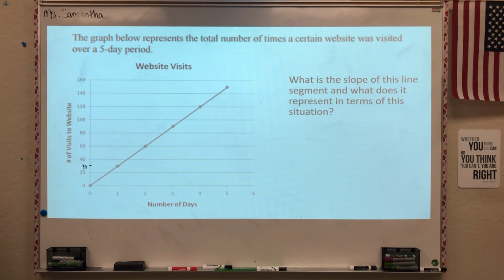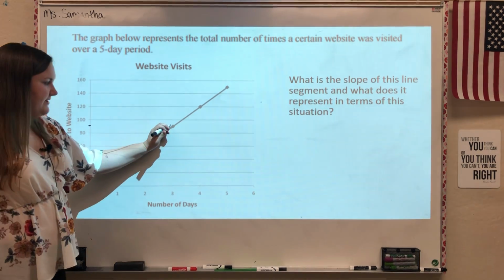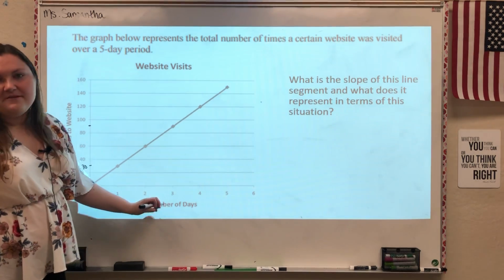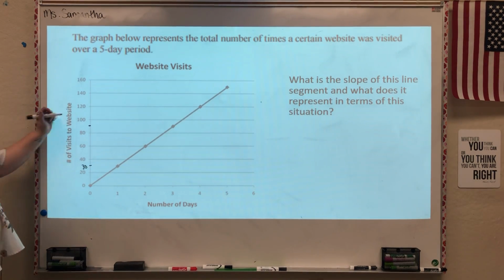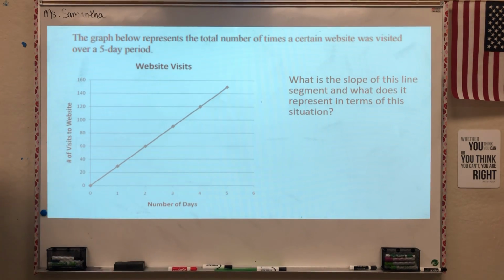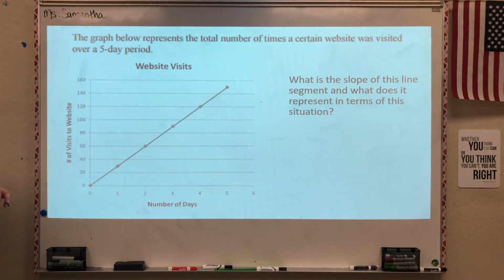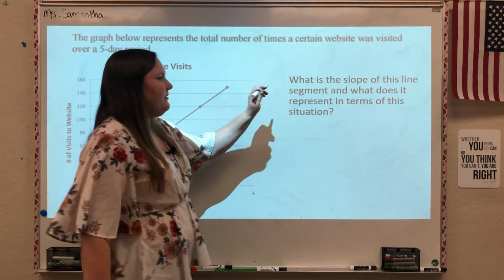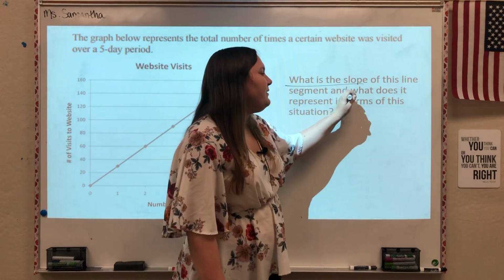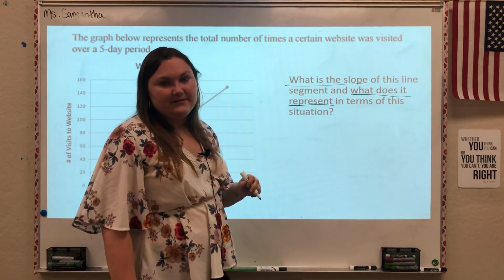After how many days has the website gotten 90 visits? Well, 90 is right here. So it looks like day 3. Just like a quick check to make sure we know what the graph is saying. I think it's time to finally answer some questions. The first question says, what is the slope of this line segment and what does it represent in terms of the situation? So there are 2 questions here. We want to know what is the slope and we want to know what does it represent.